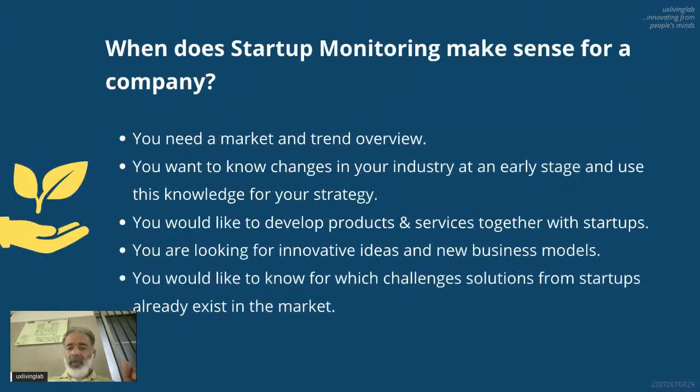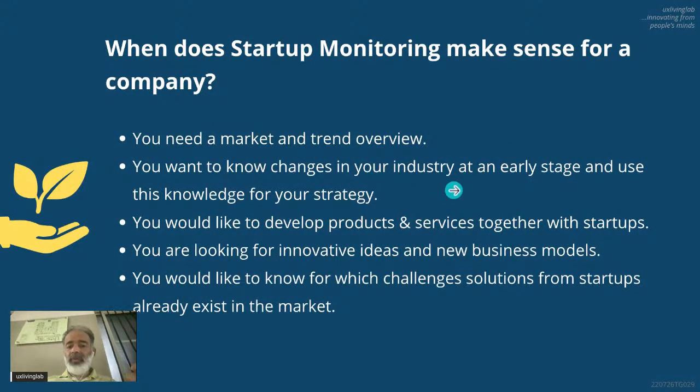When does startup monitoring make sense for a company? Take it as a strategy. What is the purpose? What does it give you? When you need a market and trend overview, that's one of the purposes. Another is if you want to know changes in your industry at an early stage and use this knowledge for your strategy, because when we monitor startups, we know what new things are happening in the industry.